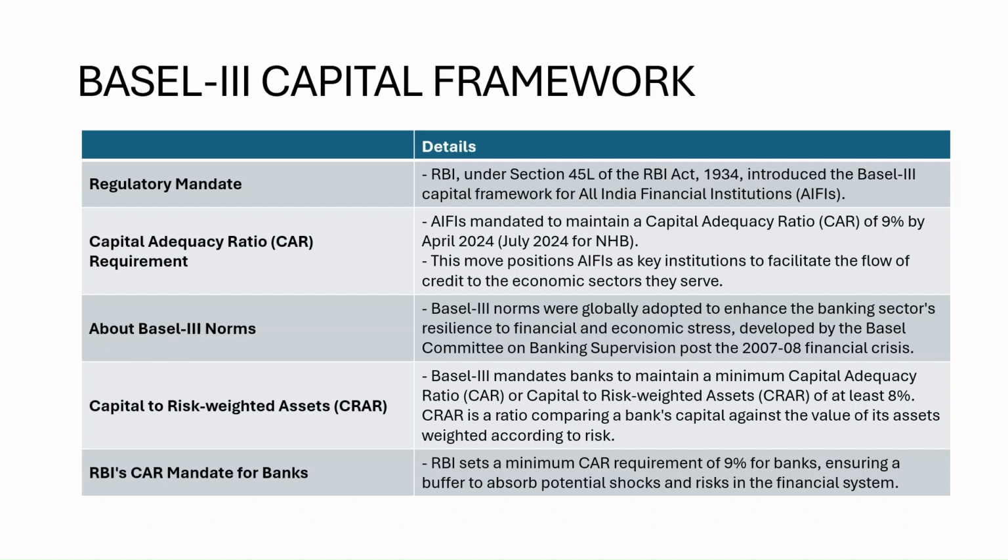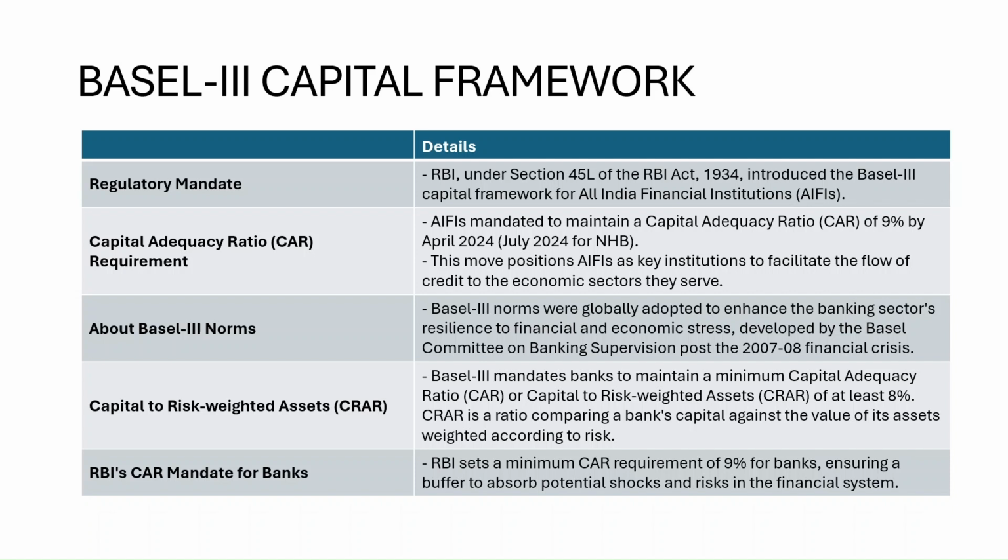The key mandate under this framework is that these all India financial institutions have to maintain a capital adequacy ratio or CAR of 9% by April 2024, with an exception given to the National Housing Bank, for which the timeline is till July 2024. And this move underscores the crucial role that these AIFIs or the All India Financial Institutions play in promoting credit flow to the economic sectors they serve.